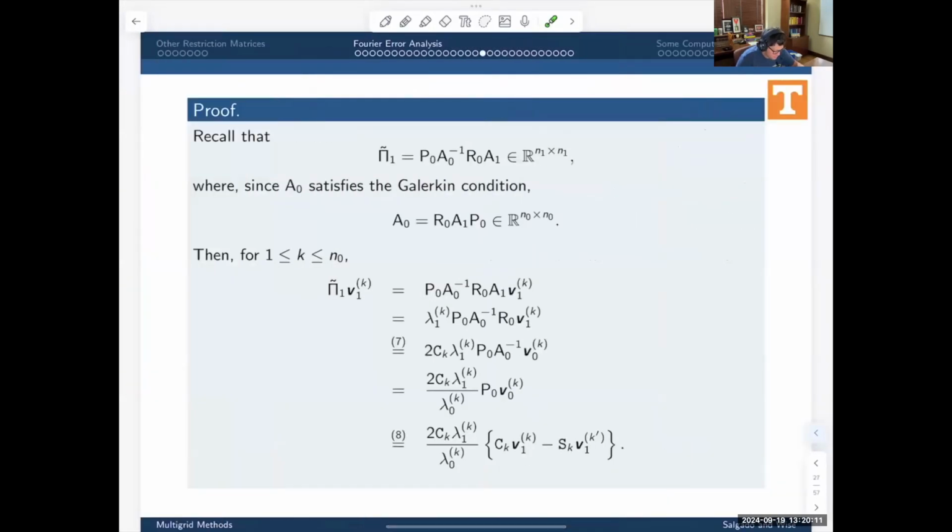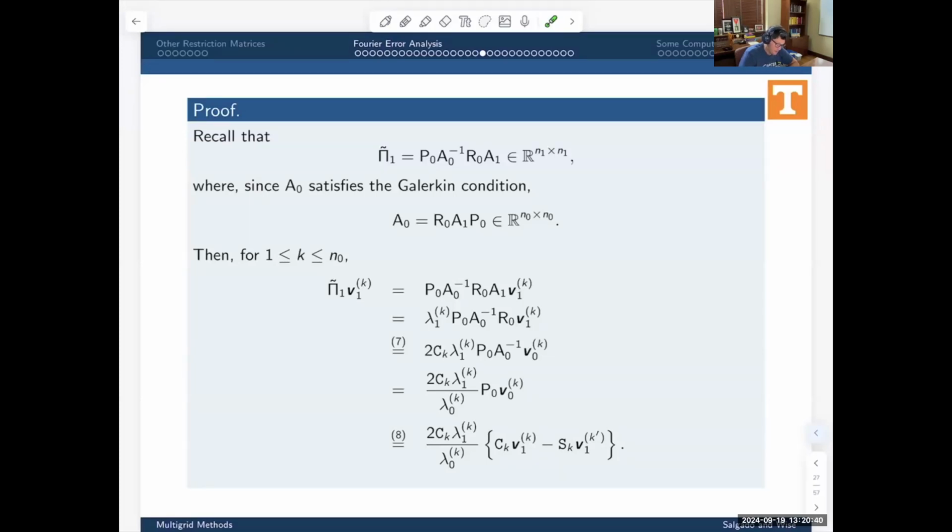All right, so the way we prove this is we're assuming here that A0 satisfies the Galerkin condition. This just means that the A0 matrix is exactly like the A1 matrix. It has the same eigenvalues and eigenvectors, the only difference being that every appearance of an h1 gets replaced by an h0 for the low frequency case, or the coarse grid case.